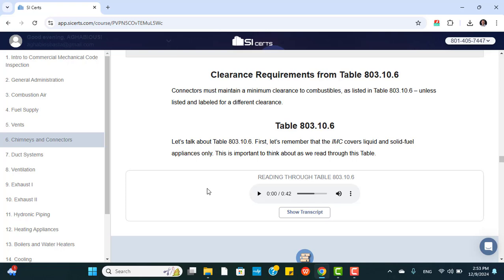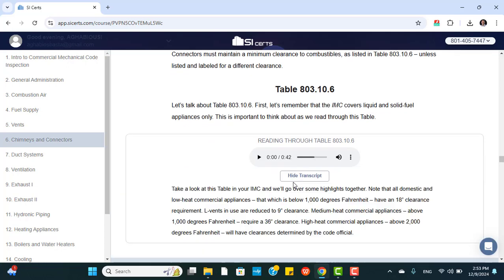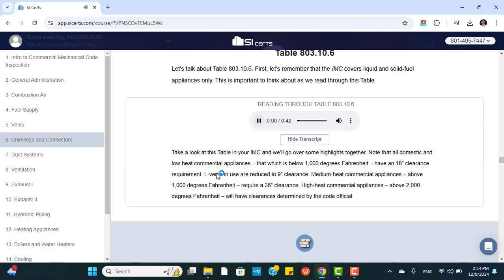Let's talk about Table 803.10.6. First, let's remember that the International Mechanical Code covers liquid and solid fuel appliances only. This is important to think about as we read through the table. Take a look at this table in your IMC, and we'll go over some highlights together.